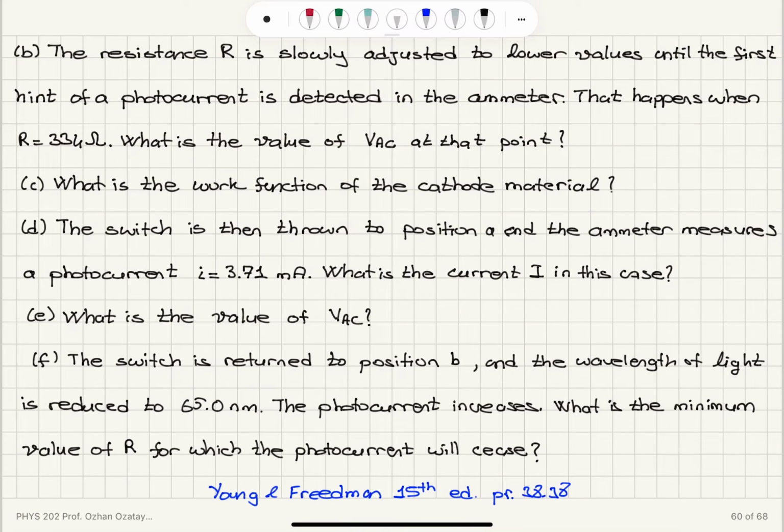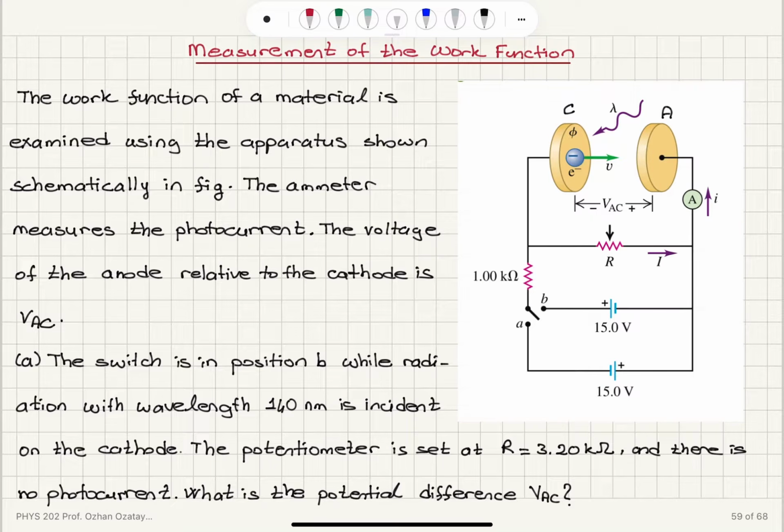Does it make sense that we have no photocurrent here? The anode is at a negative potential with respect to the cathode by minus 11.4 volts. That means these electrons will get decelerated. So we have a negative potential here, and the electrons will be decelerating as they go from the cathode to the anode, and we won't have a photocurrent. So that makes perfect sense for this scenario.